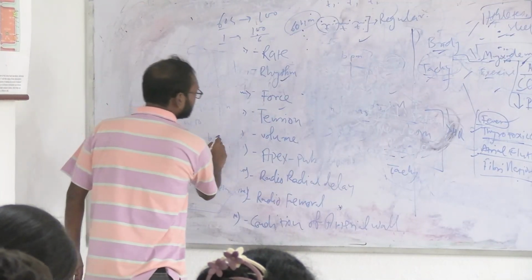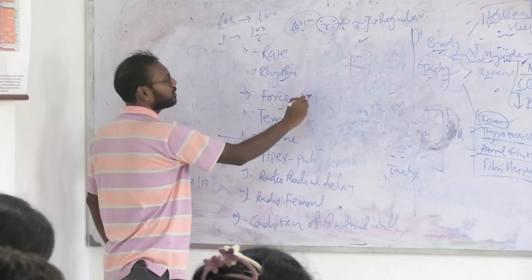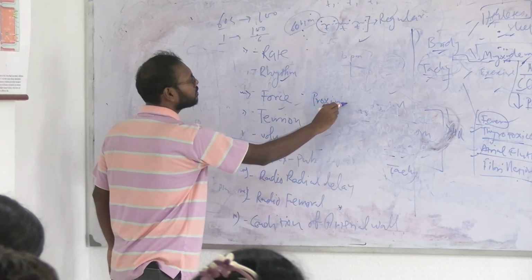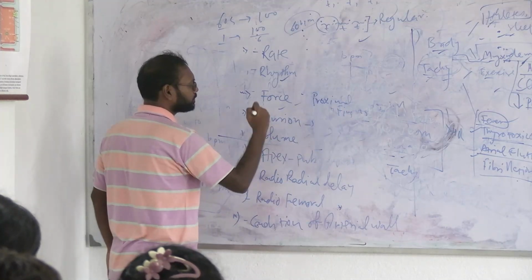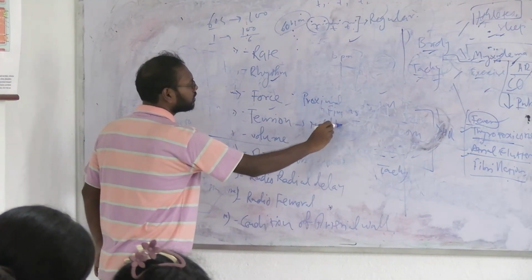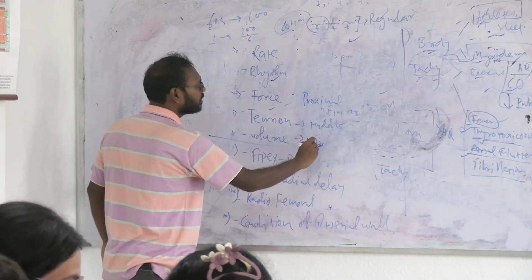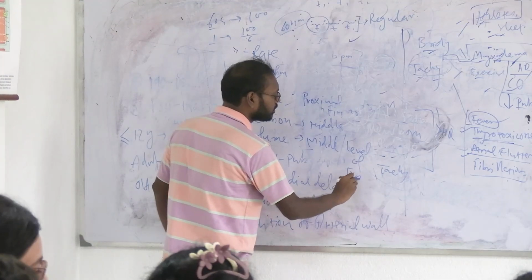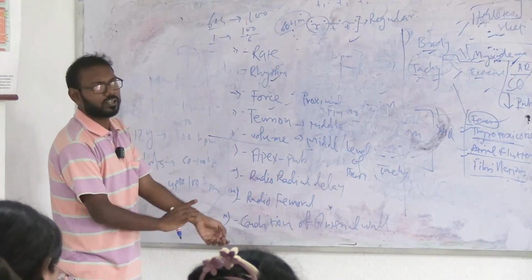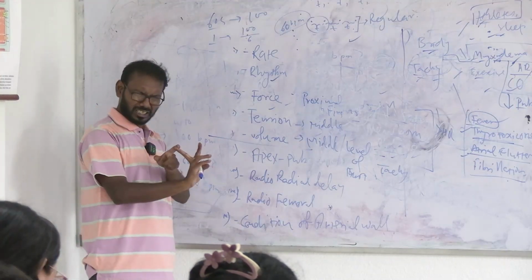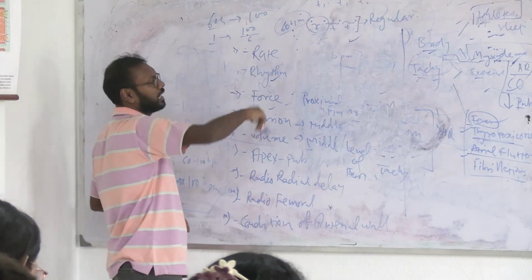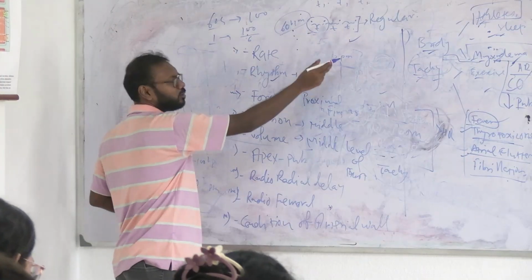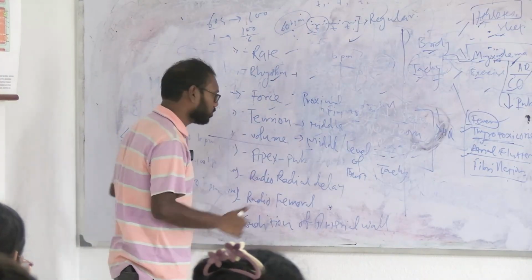So that is done. Next is our condition of arterial wall. So we have covered this much, everyone understood? Force is the proximal finger, tension is your middle finger, volume is also the middle finger, but volume is actually the level of thrust you are feeling over the distal pulp of the middle finger. So these are done. Rhythm we discussed, regularly irregular, and rate we have discussed in detail.